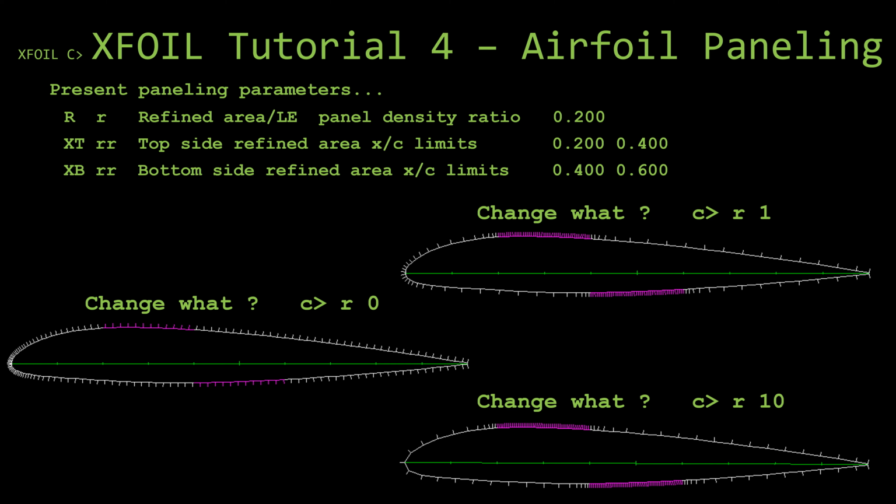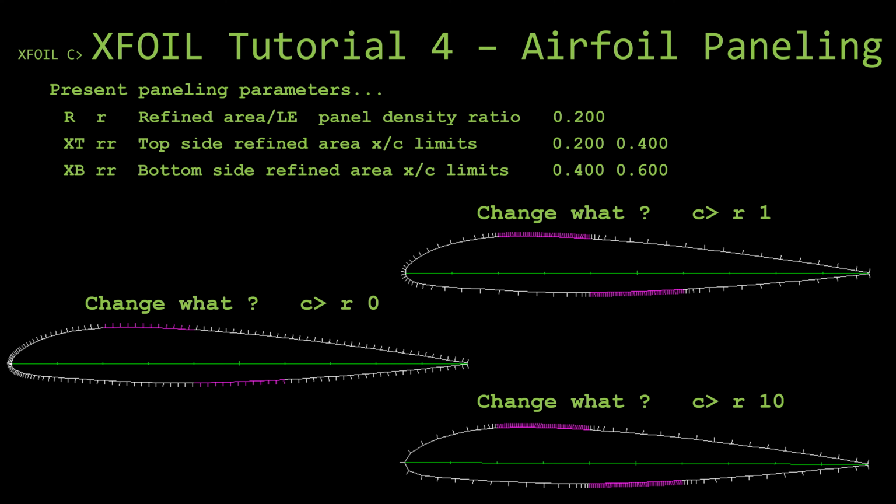So if you look at this airfoil, you'll see that the refined area has a lot of panel bunching and the leading edge does not. In fact, it's taking up so much that the rest of the airfoil is looking pretty sparse, like they need more panels. Now you might be asking, why do we need a refined area?